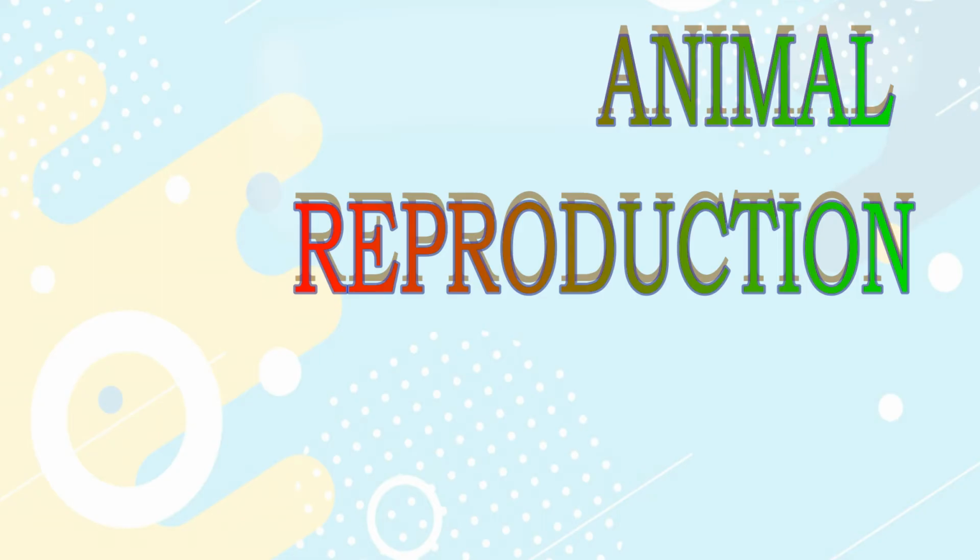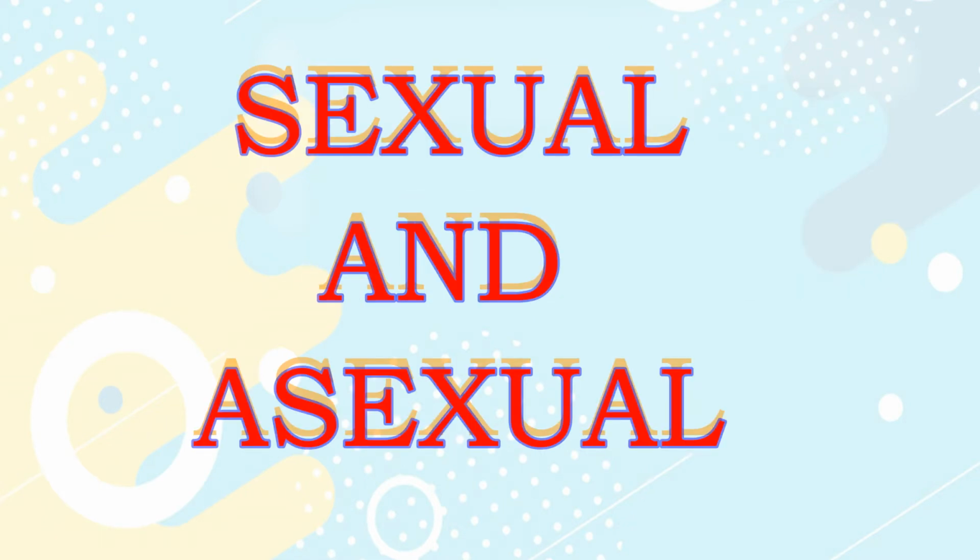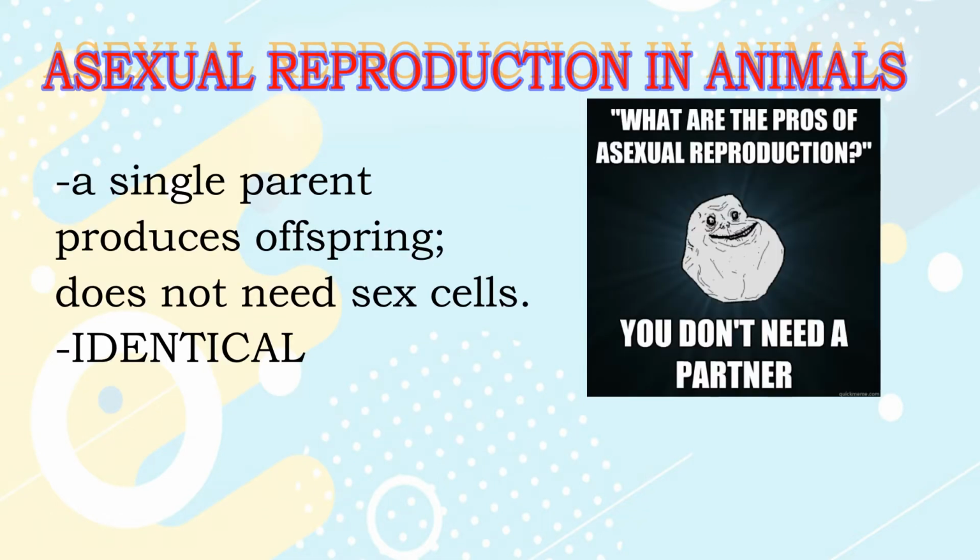Now let us proceed with the discussion on the animal reproduction. The same with plants, animals may reproduce sexually and asexually. Let's proceed first with the asexual reproduction in animals. In asexual reproduction, it also needs a single parent or one parent, and this parent can actually produce new organisms. Again, in asexual reproduction, it does not need sex cells or the sperm cells and egg cells. And the offspring are identical with each other and with the parent.